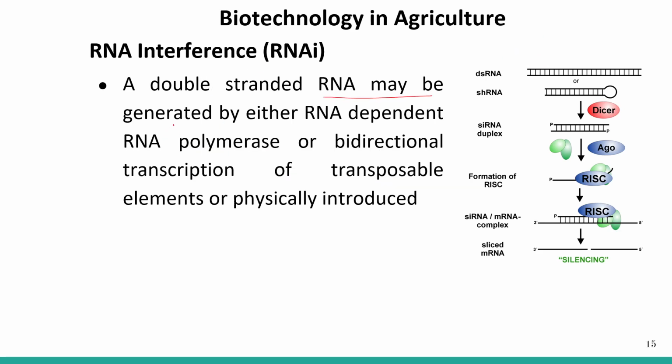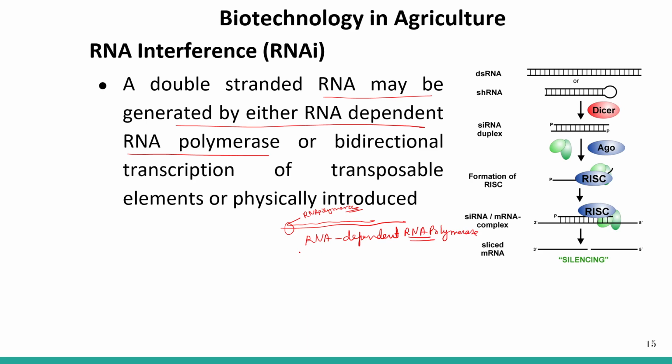Double-stranded RNA may be generated by RNA-dependent RNA polymerase. RNA-dependent RNA polymerase works on single-stranded RNA: on the template of RNA, a new RNA is synthesized. This particular polymerase enzyme requires RNA as a template. So this mRNA is there, and on this mRNA a new RNA is synthesized with the help of the RNA-dependent RNA polymerase enzyme.